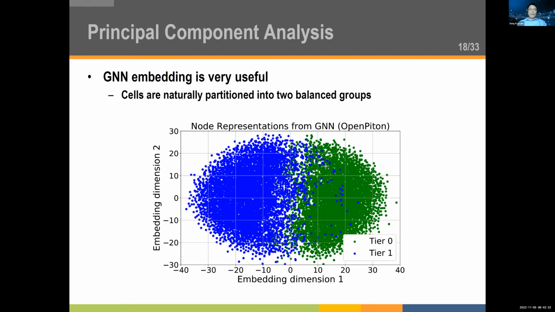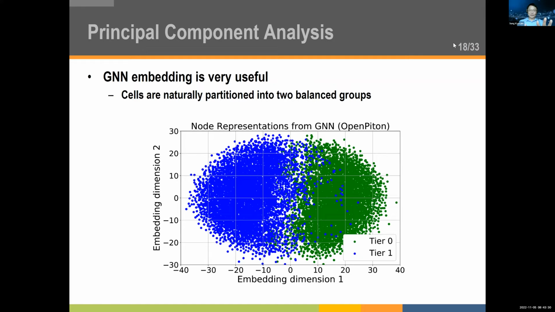Now, let me show you some results about, first of all, the quality of GNN-based features. For each node, we have 128 numbers. We reduce the dimension from 128 to 2, and then we plot them in XY space. This is principal component analysis, basically. So we use the OpenPiton RISC-V design, and then plot it using PCA. And guess what? These nodes are very nicely separated already, in a very balanced size. If you do this kind of GNN learning, partitioning is so natural because the number of nodes in different partitions is balanced, and their boundary is also clearly visible. We were pretty surprised. Wow, this really happens.